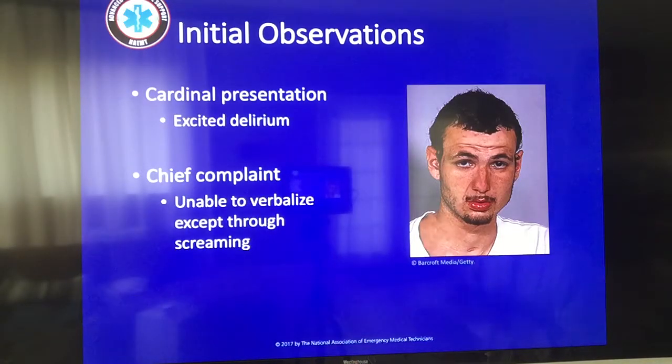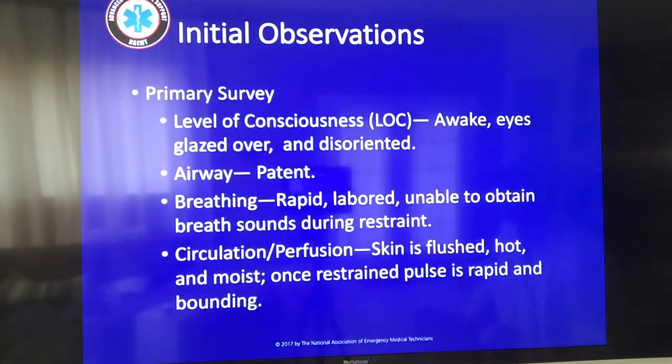They're saying it's excited delirium. The patient is unable to verbalize. It's just screaming. It's incoherent, combative, and fighting with us. He's awake. Eyes are glazed over, disoriented, breathing rapidly. Skin is flushed, hot and red, and this is presenting more like that excited delirium.